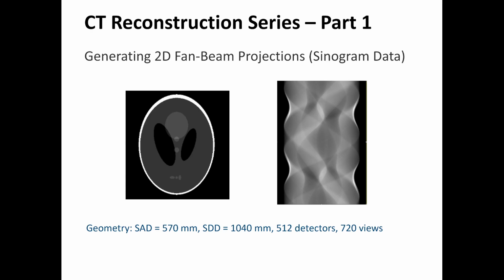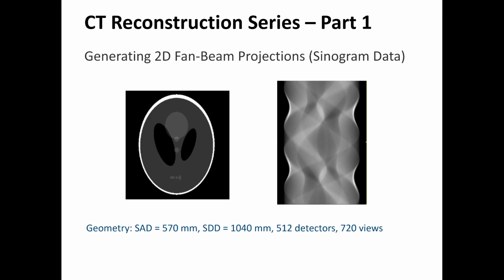We'll use a Shepp-Logan phantom scaled to represent a human head about 240 millimeters in diameter inside a 300 millimeter field of view. The source we simulate is 570 millimeters from the rotation center. That's the source axis distance.